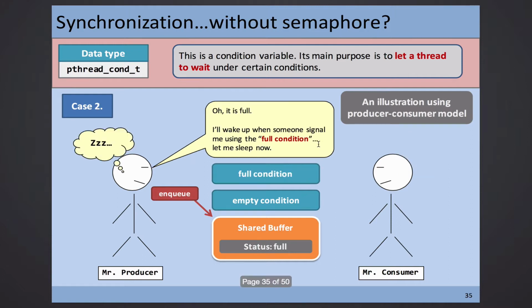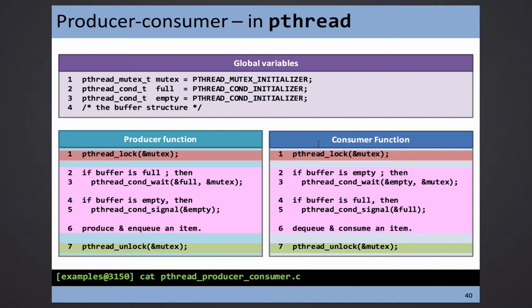And in reverse, we will have the full condition. I try to enqueue, but I find no space. I'm a producer, so I will say, please, someone notify me or signal me through this full condition. In Java, we call it wait. We wait for some condition to happen, and another guy notifies me. In Pthread, I will wait on a particular condition, and someone please signal me. And I will jump ahead and go to the code first.